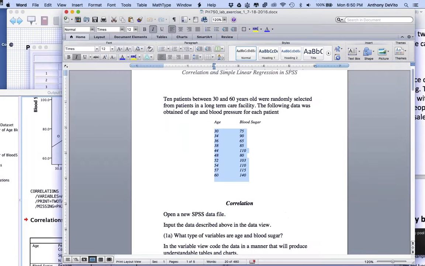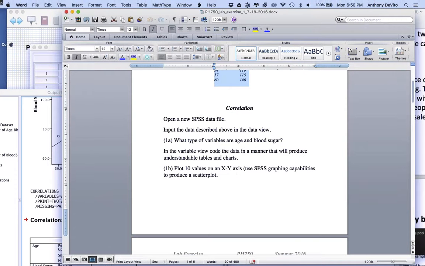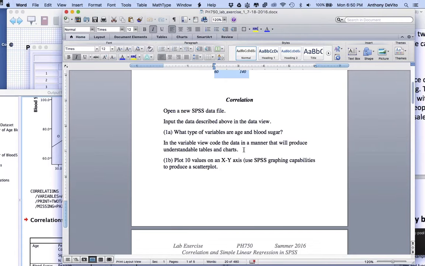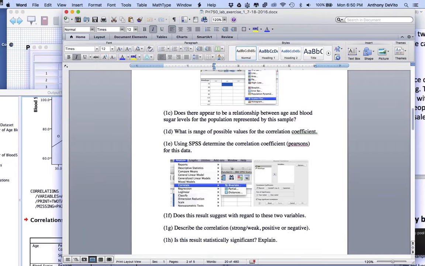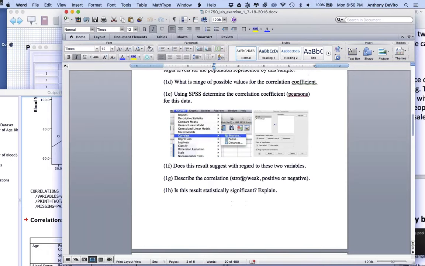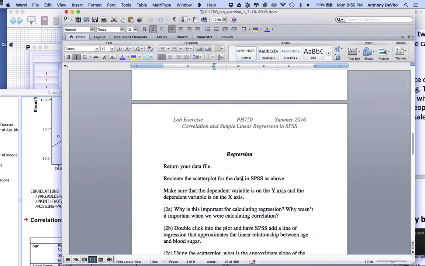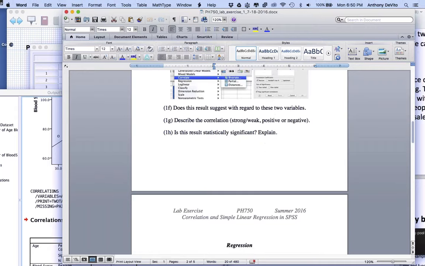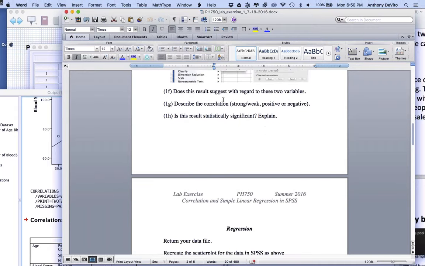Okay, let me go back to this and see if I suggest you what type of variables are they. They're both numerical variables. We plotted them, and so on and so forth. You could do it in Excel or SPSS, as you can see here in SPSS. Okay, so now, we have a strong association. It's positive: as age goes up, blood sugar goes up, and it's statistically significant. In other words, it's not due to chance.